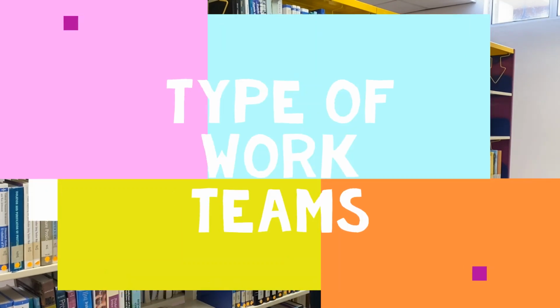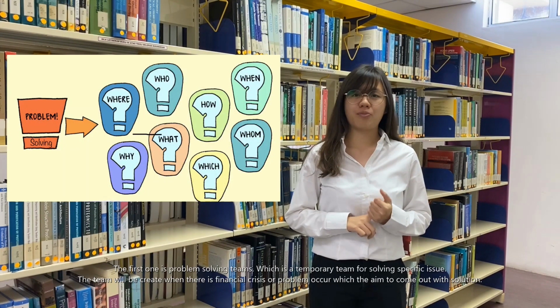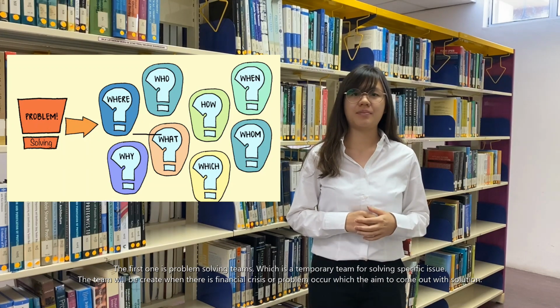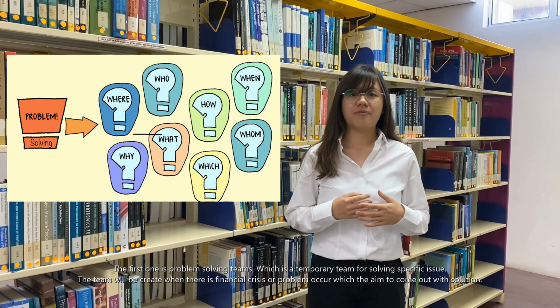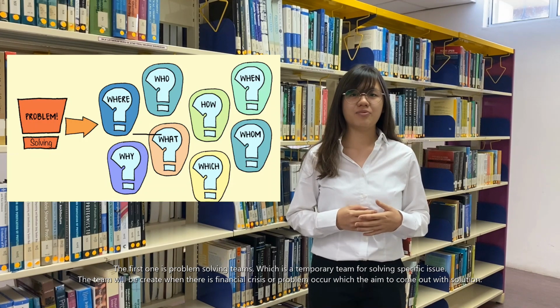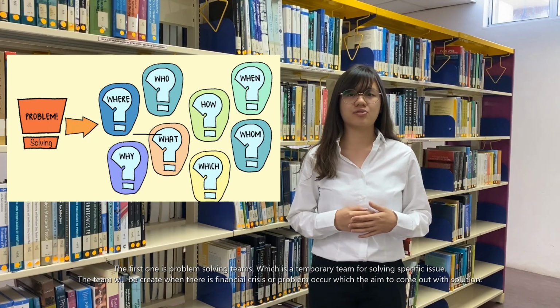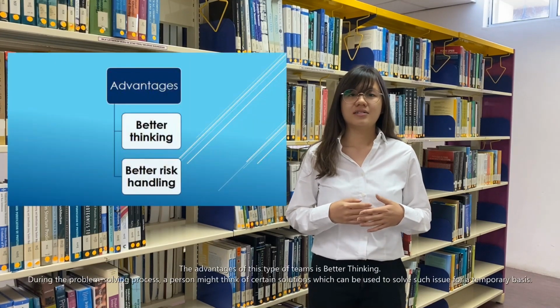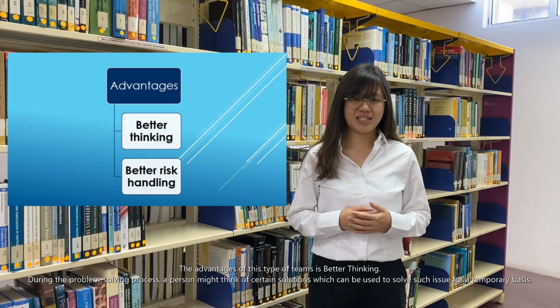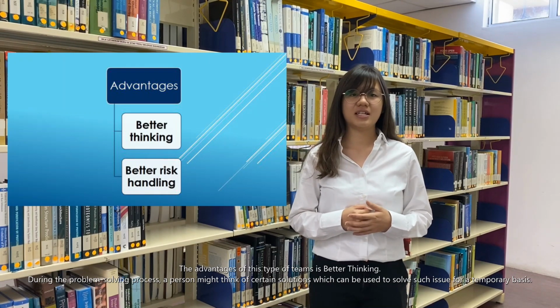Now I will proceed with types of work teams. There are four types of work teams. The first one is the problem-solving team, which is a temporary team for solving specific issues. The team will be created when there is a financial crisis or problems occur, with the aim to come up with solutions. The advantage of this type of team is better thinking.